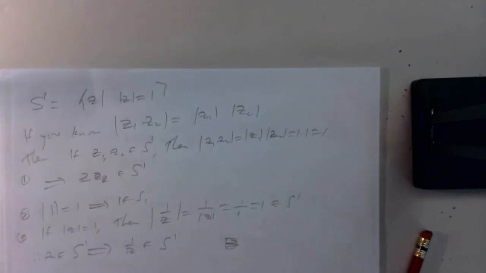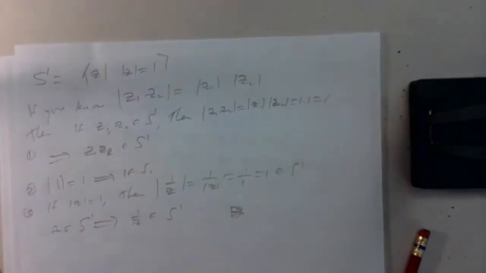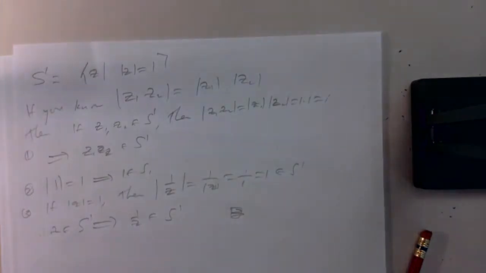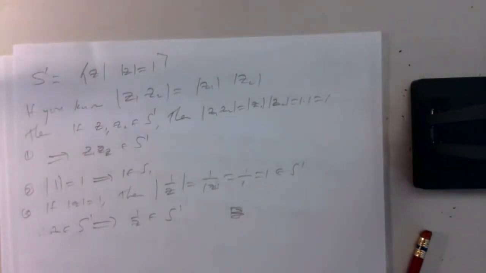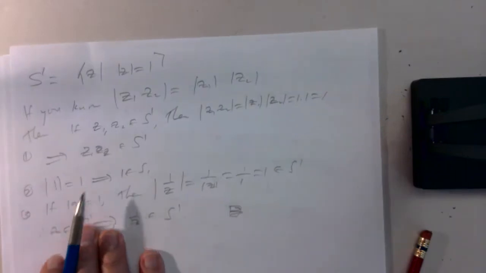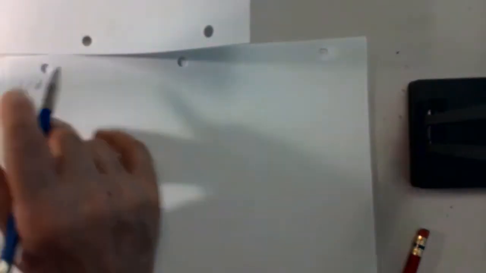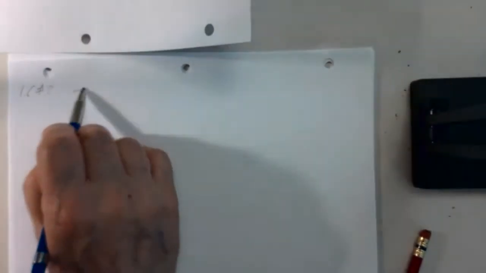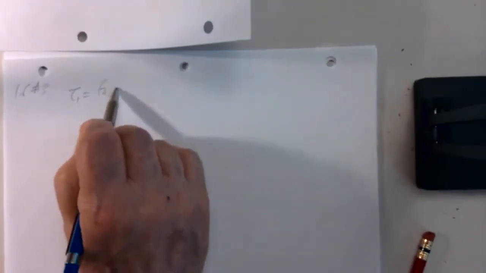Can we do computing right cosets and left cosets? For example, 1.6 number 3, and number 5. So you have to read the problem to me. 1.6 number 3: Consider the transposition tau 1 equals (2 3) in the symmetric group S3.